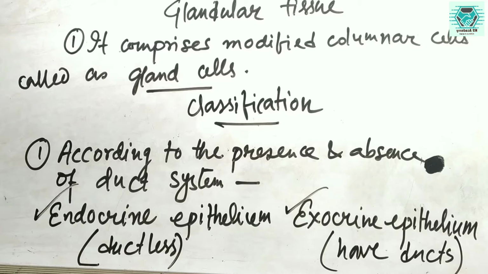Generally, endocrine glands are responsible for the production and secretion of hormones, and exocrine glands are responsible for the production and secretion of the enzymes. So these are the two types of glands according to the presence and absence of ducts.